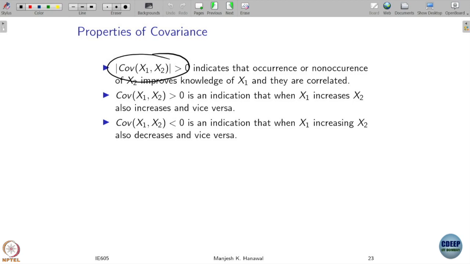Now, in general, the covariance can take positive or negative value. Whenever it's a positive value, it is an indication that when one random variable is increasing, the other is also increasing in an average sense. All we are talking about is in an average sense. Nothing is in terms of one realization. It is average across all realizations. And similarly, whenever this covariance is less than 0, this is an indication that when x1 increases, x2 is decreasing, they are not in the same direction. And again, this is an average sense, nothing like an absolute realization sense.